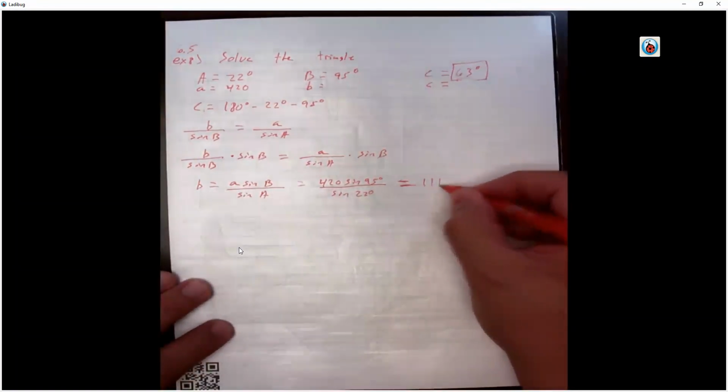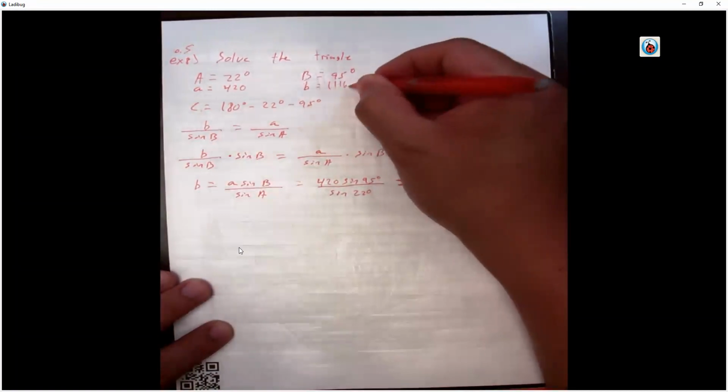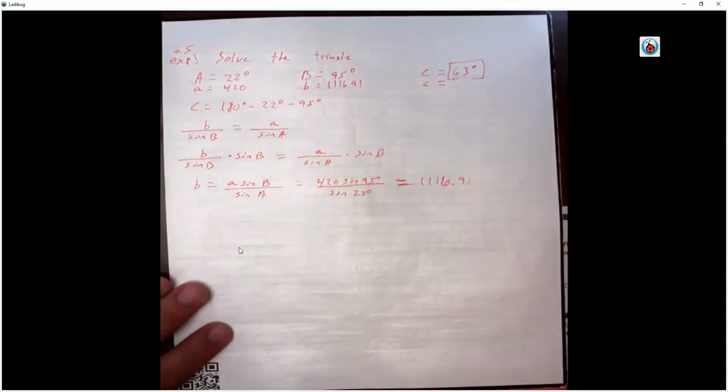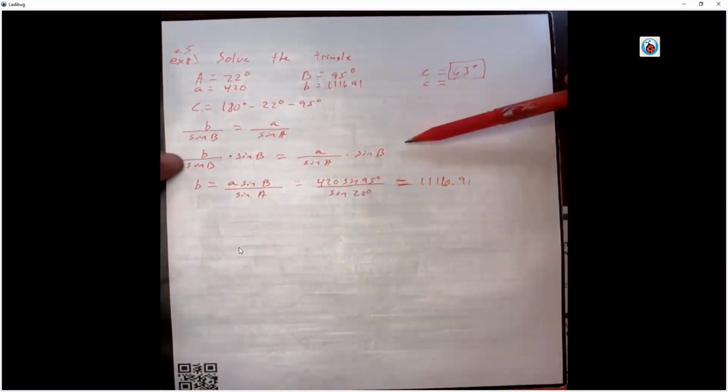Yeah, 1000, 1116 point what? Cool. Now that we have two sides, you could use log cosines if you wanted to, or you could repeat this process with little c over sine c. So at this point it's your call, and you can choose whatever you want to do. I don't care how you solve these, as long as you show your work and do legit math, you'll be fine. No black magic.